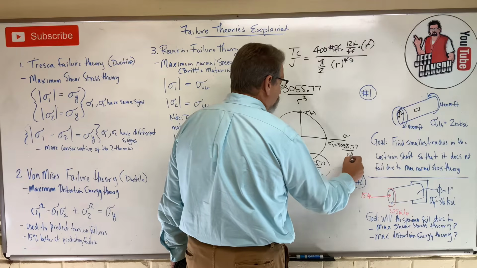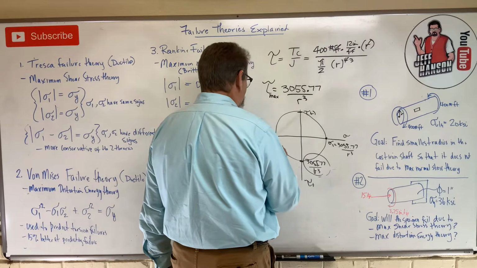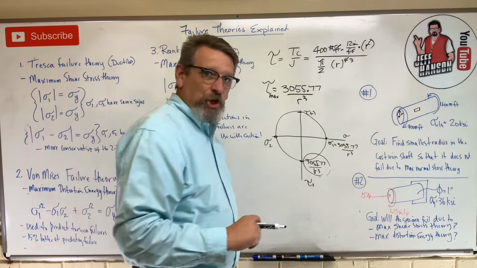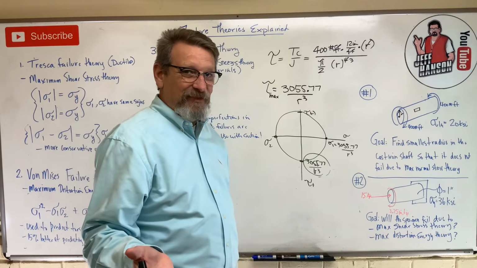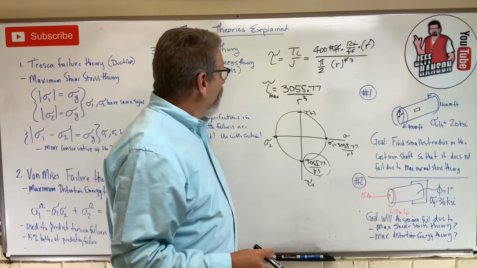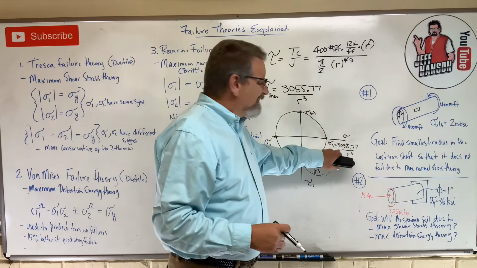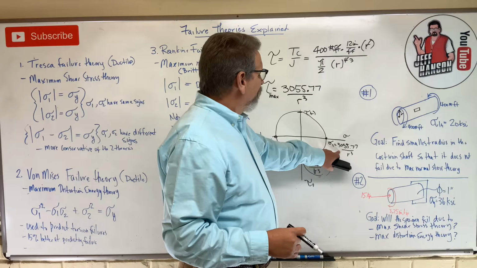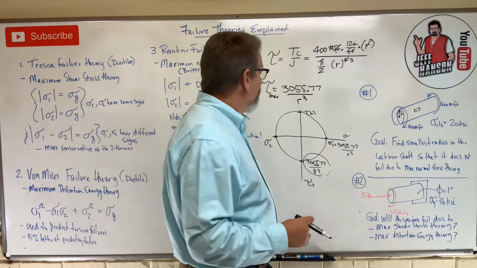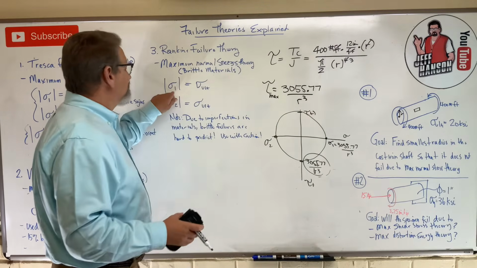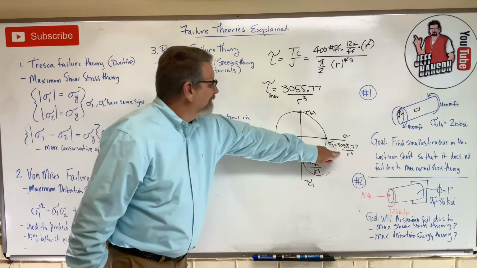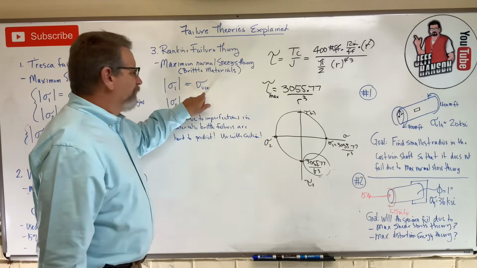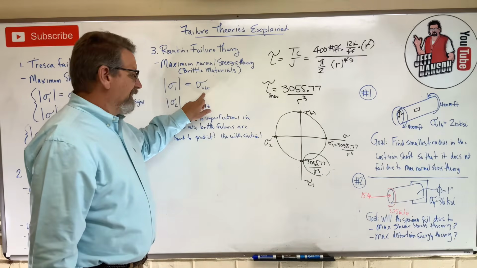3055.77 over r cubed. And guess what? So is sigma 2, right? They're the exact same thing. So if we want to find out what it can take, we should just set this equal to what? What does this say to do? It says take sigma 1, which is that, and set it equal to the ultimate stress, okay?